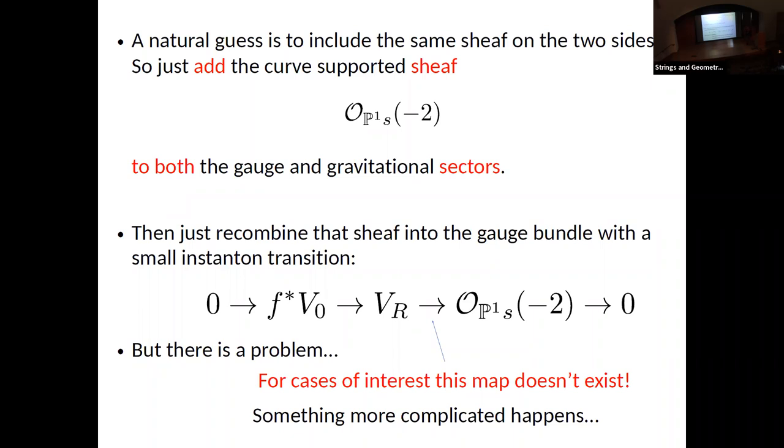It turns out that that doesn't actually work, because the small instanton map that you would have to write down does not exist for cases of interest. And there's actually a pretty simple geometric reason for that, which is we're interested in bundles that are going to change in the minimal possible way across the transition. And those bundles tend to restrict to the exceptional P1s trivially. So they don't have a lot going on over the P1s. If you have a restriction to the P1s of a trivial bundle, there are no maps between O_P1 and O_P1(-2). So this thing does not exist generically. Something a little bit more complicated happens.